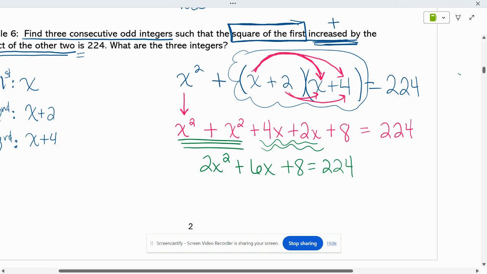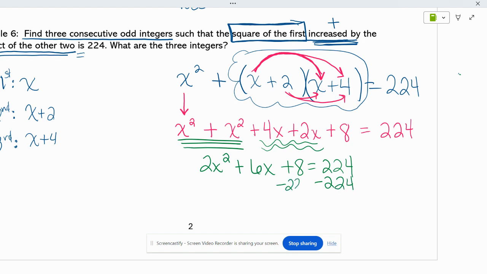Lorenzo, I need this equation to be set equal to 0. So I had to take something from the right side and move it over to the left. I want it to say 2x squared plus 6x plus something equals 0. How do I get rid of that 224 that's on the right? What's the opposite of a positive 224? A negative 224. So I'm going to subtract 224 from both sides.